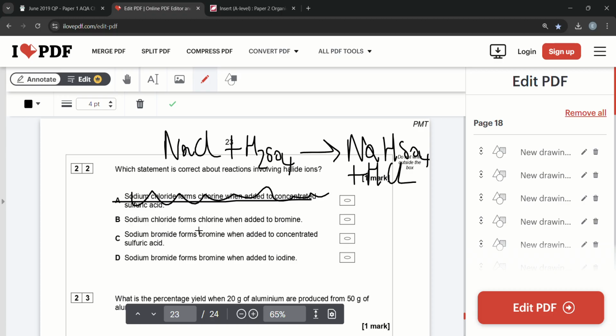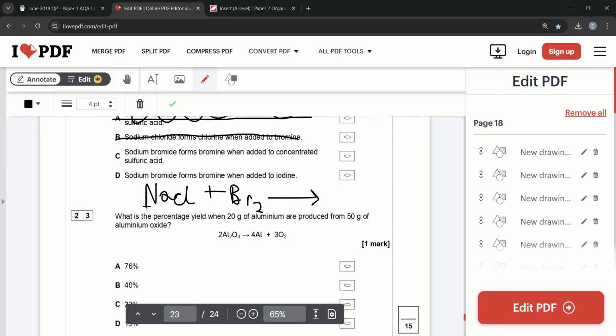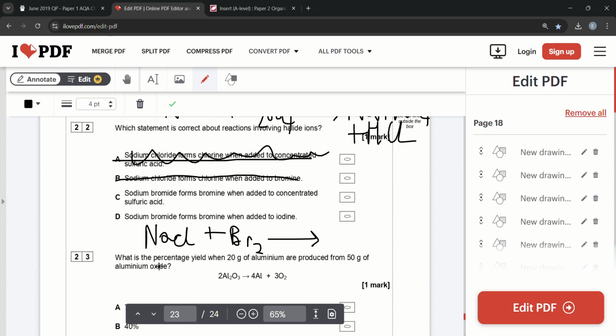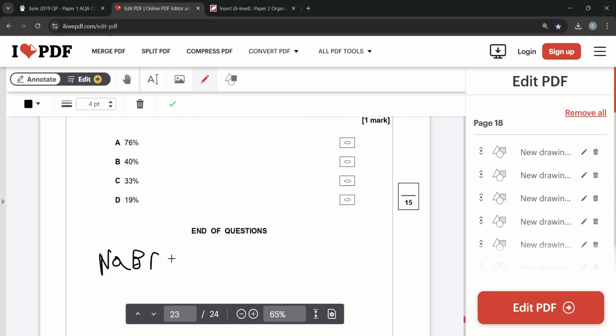Sodium chloride forms chlorine when added to bromine. So NaCl plus Br2 forms chlorine? No, it won't. Sodium bromide forms bromine when added to concentrated sulfuric acid. Well, let's look at that equation. NaBr, sodium bromide, plus H2SO4.